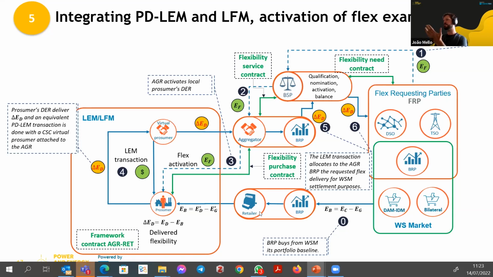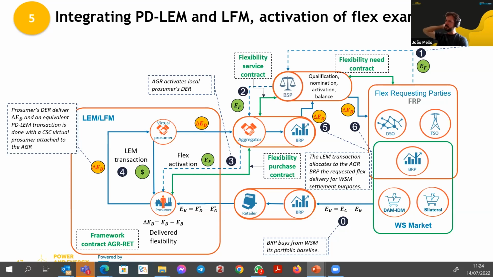But this prosumer was activated by the aggregator, and this aggregator had the flexibility required by the wholesale market, because it had a contract with the wholesale market for flexibility. Then this requesting party requested this flexibility, and this aggregator activated the flexibility. The prosumer delivered the delta ED amount of flexibility, so that's what it was able to deliver. And this is basically the imbalance that was generated to the retailer, because it is consuming a different amount of energy than what the retailer was expecting.